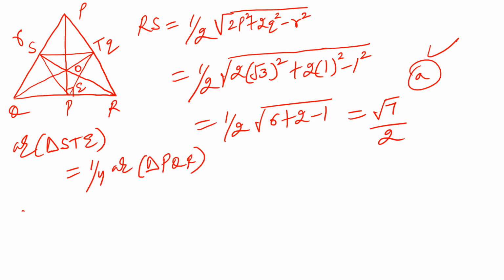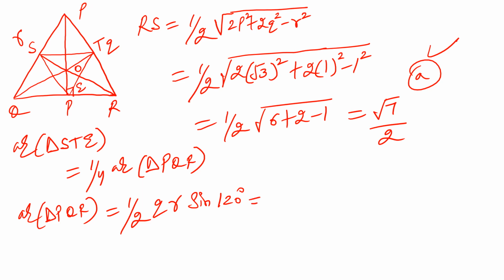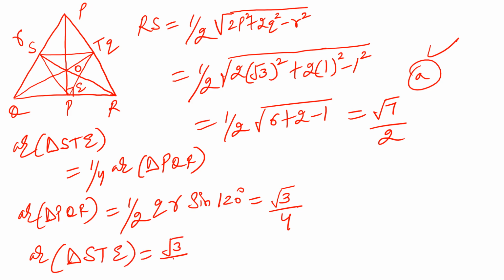Right? Now let's find area of triangle PQR. It is going to be 1 upon 2 into Q into R into sine of P. Sine of P means sine of 120 degree. So sine 120 degree is root 3 by 2 and Q and R are both equal to 1. So it becomes root 3 by 4. So that means now I can say area of triangle STE is equal to root 3 upon 16.